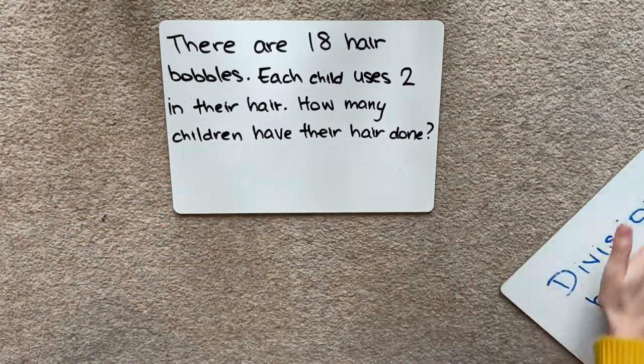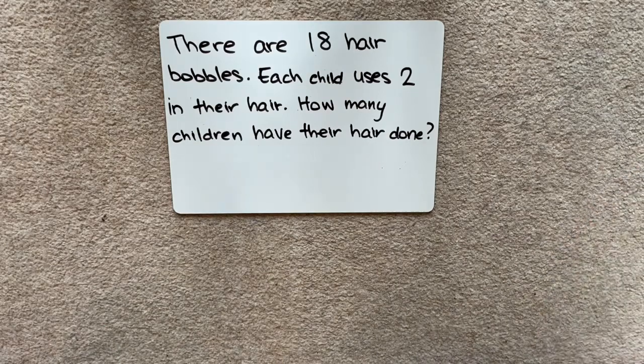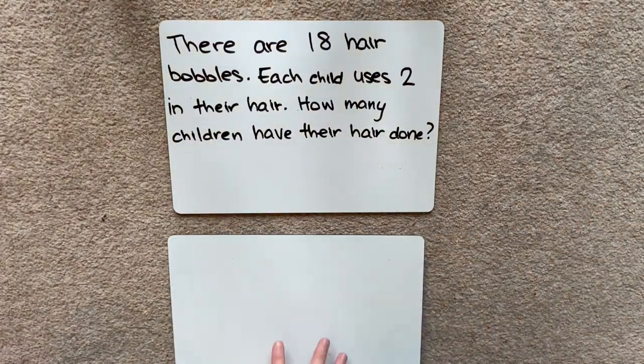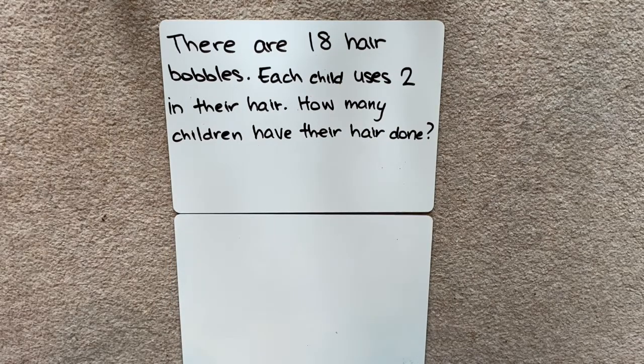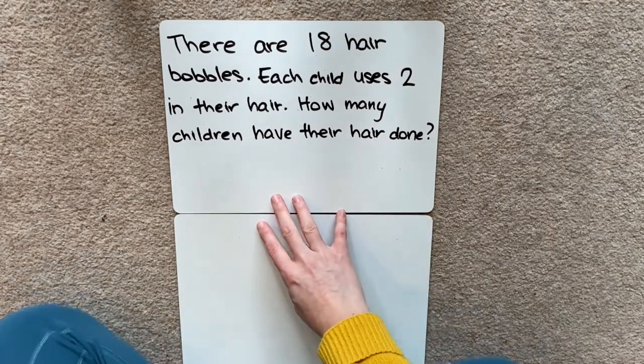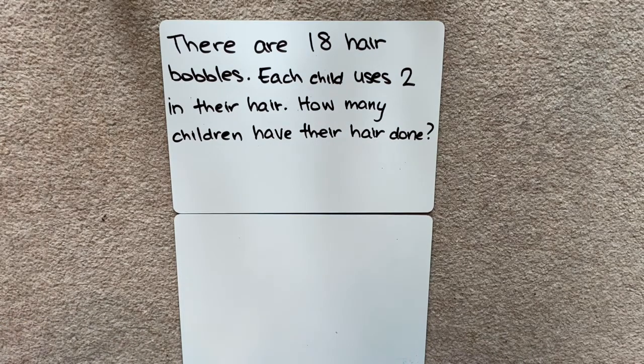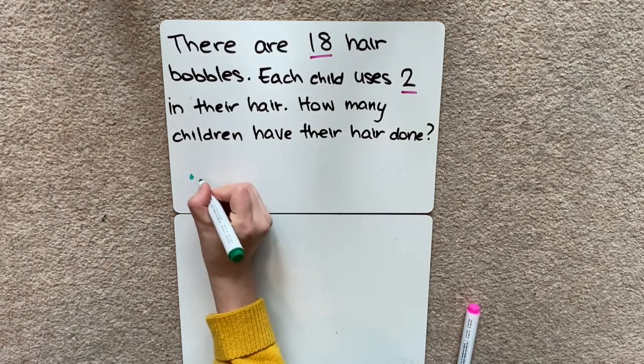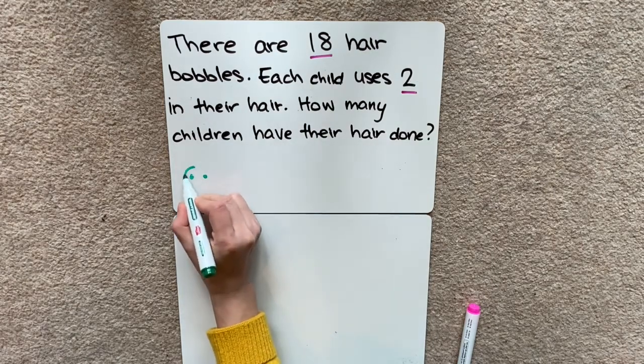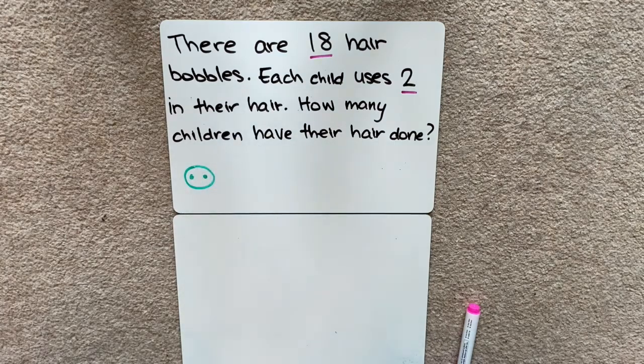There are 18 hair bobbles. Each child uses 2 hair bobbles in their hair. How many children have their hair done up? So we've got 18 hair bobbles. Each child uses 2 in their hair. So how many children have their hair done up? I'm going to draw a picture. I'm not going to draw children with their hair done up because it will take me ages. So I'm going to draw 2 dots. Those are the hair bobbles. And this is 1 child that has their hair done up.